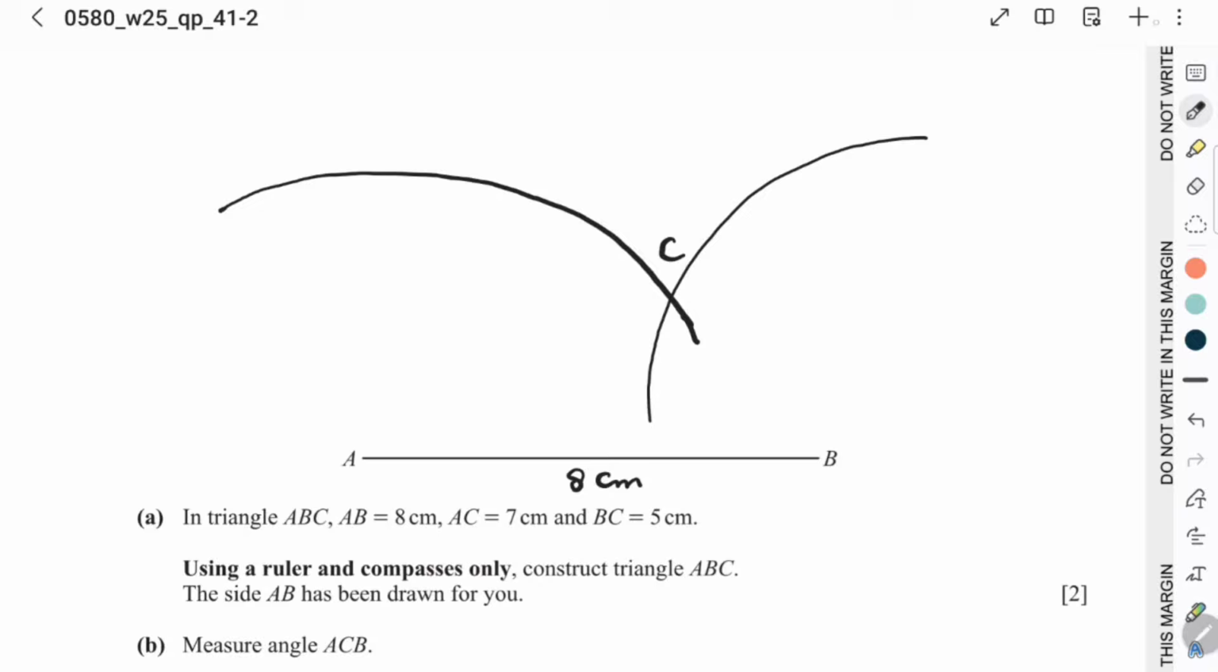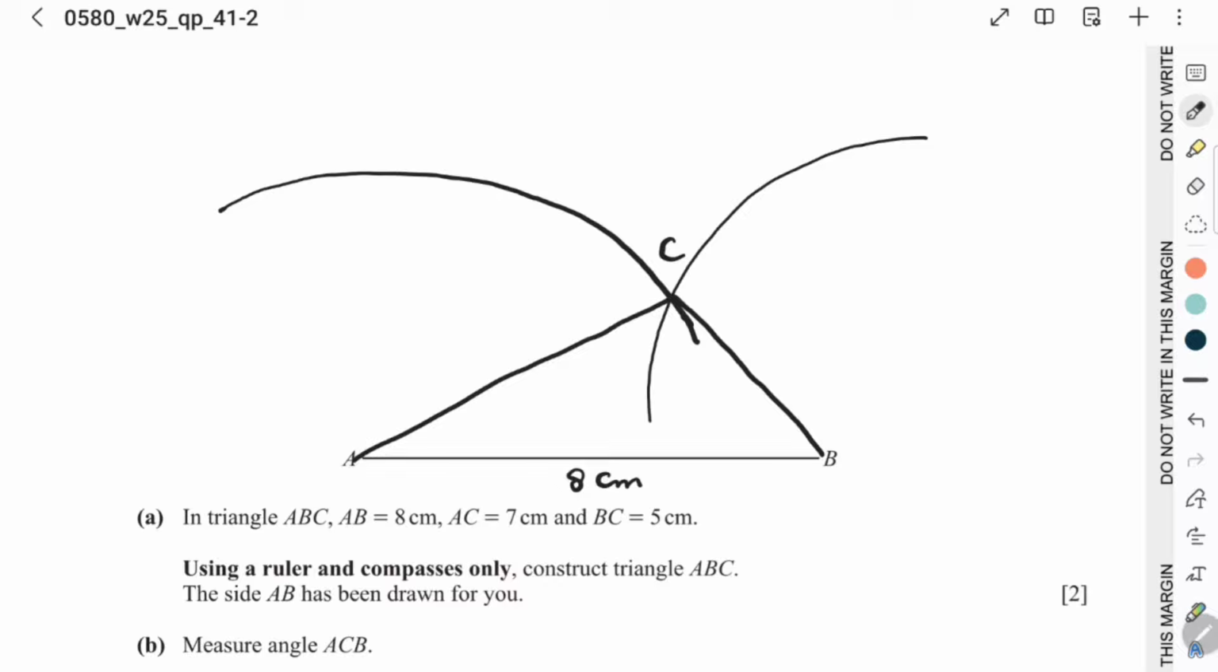And now join the points. You just take a radius of 7 centimeter from A and draw an arc. And just check, is it 7 centimeter, and then from B take a radius of 5 centimeter, draw an arc where the 2 points are meeting. That is your point C. Okay, just join them. So this is triangle ABC.